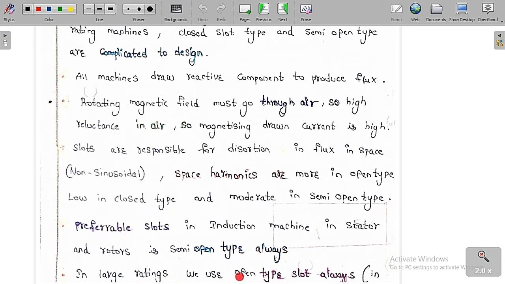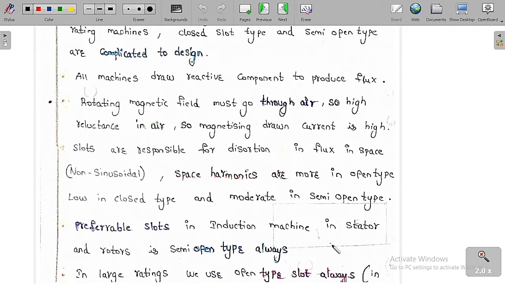In large ratings, we always use open type slots. If you want to go for high rating machines, then we always go for the open type slot, because open type slots are very easy to design and are basically used for large rating machines.